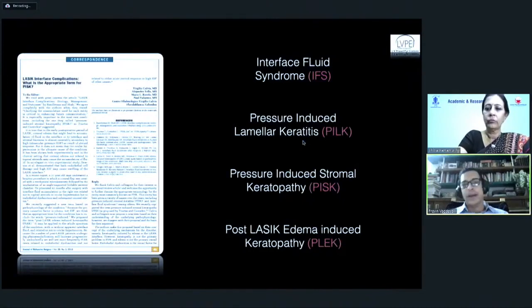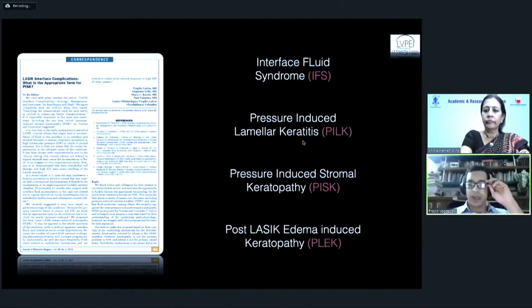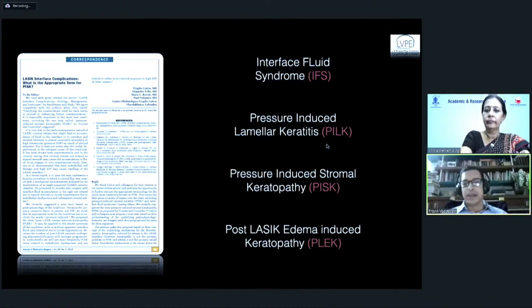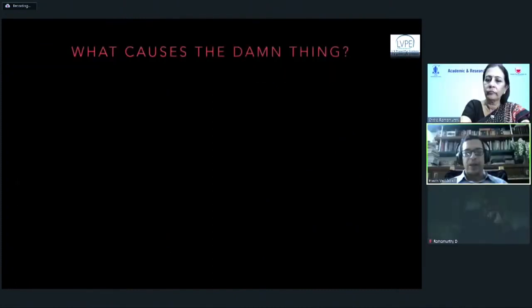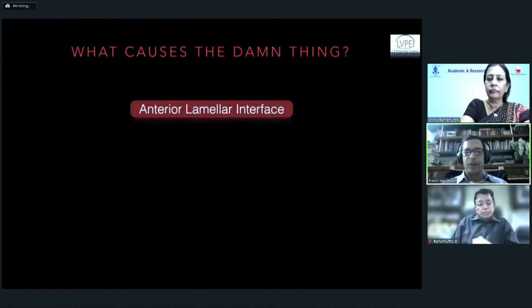It's also called interface fluid syndrome, PILK and PLEK at different time points. But probably the most appropriate name is still interface fluid syndrome, because neither is it a keratitis nor is it a keratopathy, and it is not something that is induced by edema. So let's step back and see what causes this condition, or IFS, interface fluid syndrome.